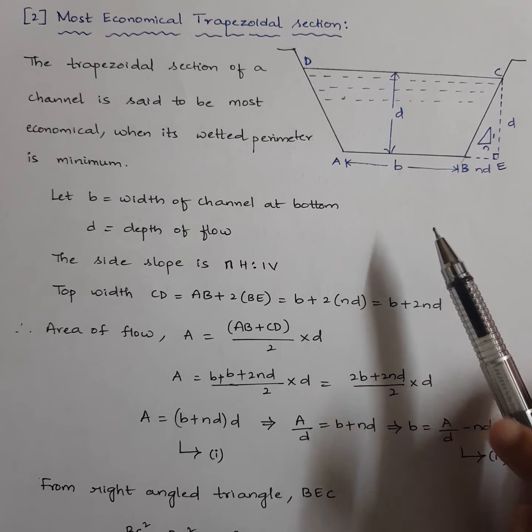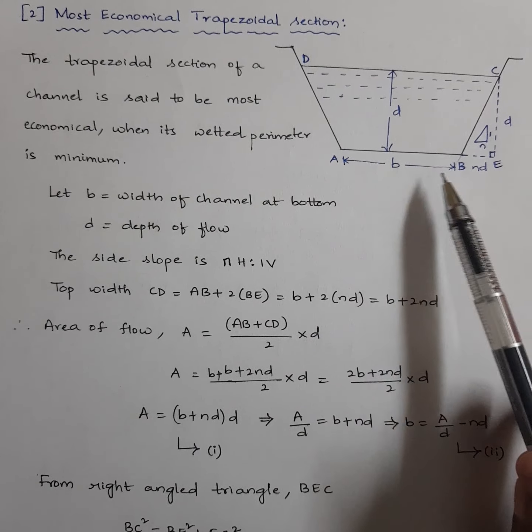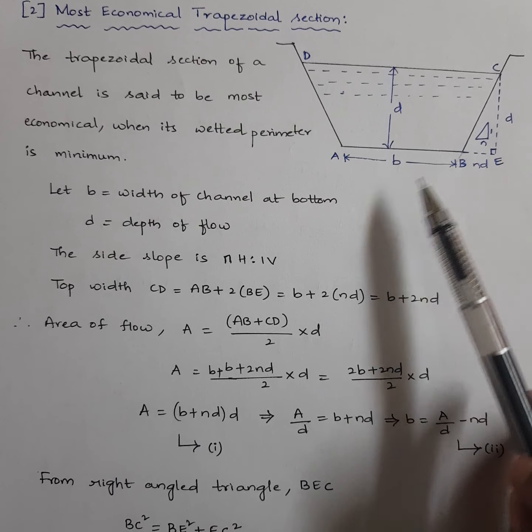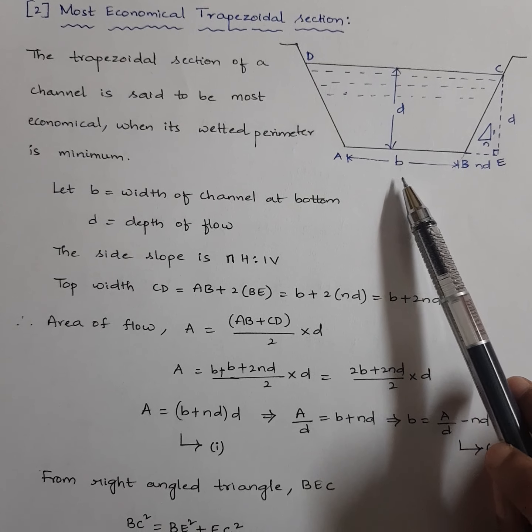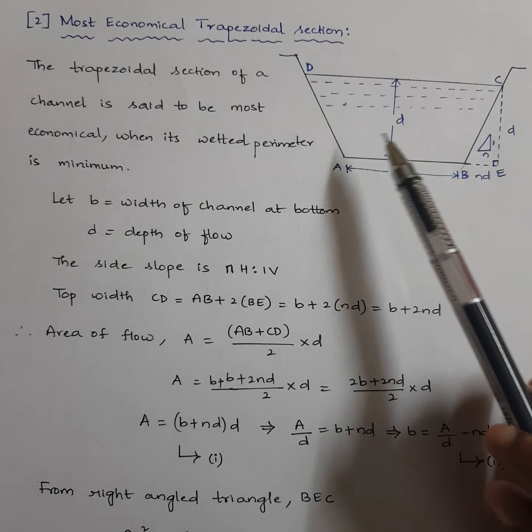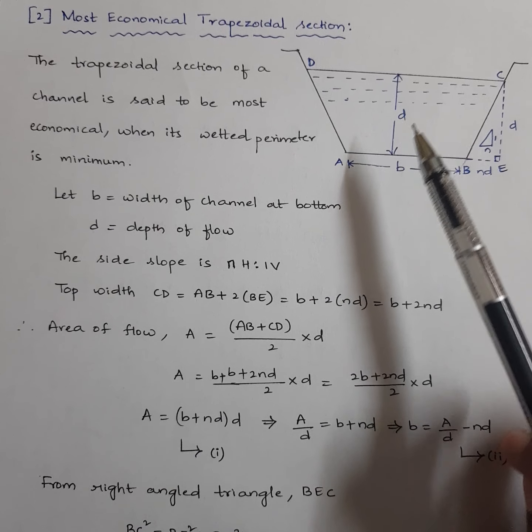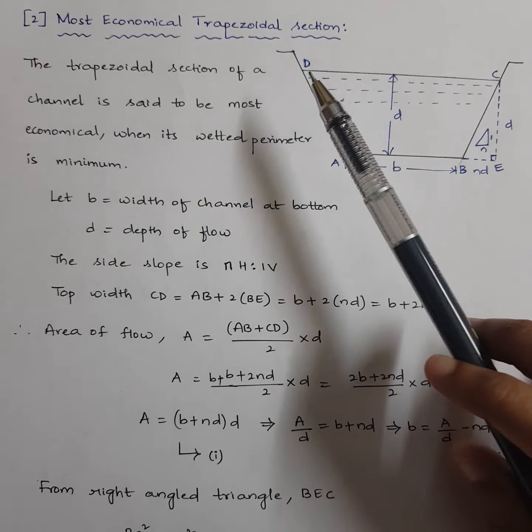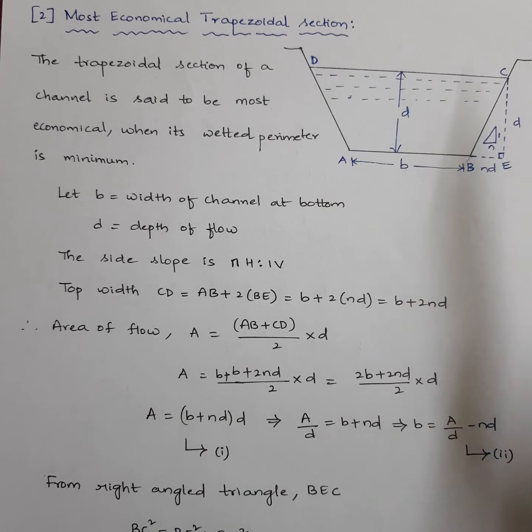So I have a trapezoidal section whose bottom width is b. AB is the bottom width of the trapezoidal section. It is denoted by small b. There is water inside the trapezoidal section with a depth of D. CD is the top width of the trapezoidal section.